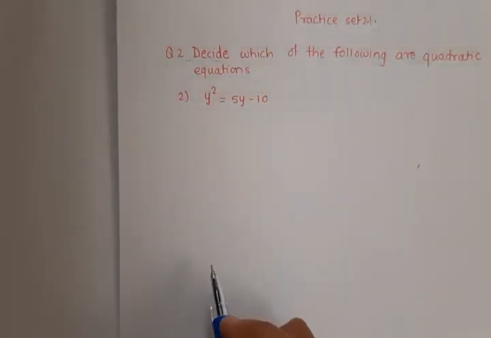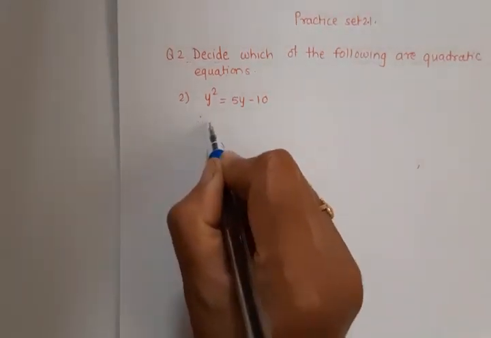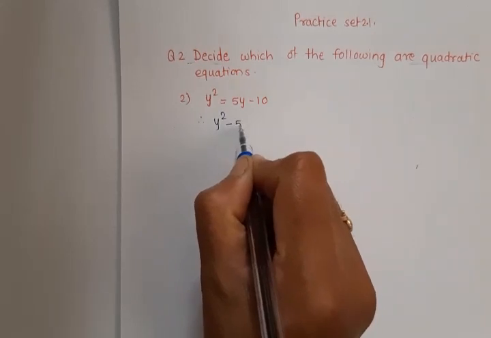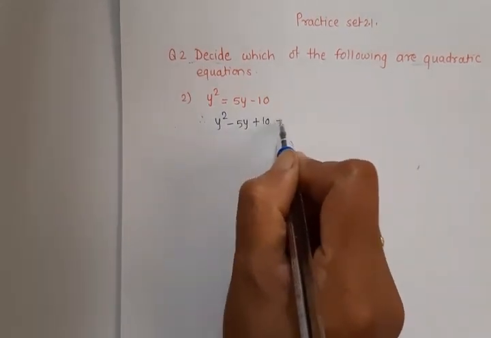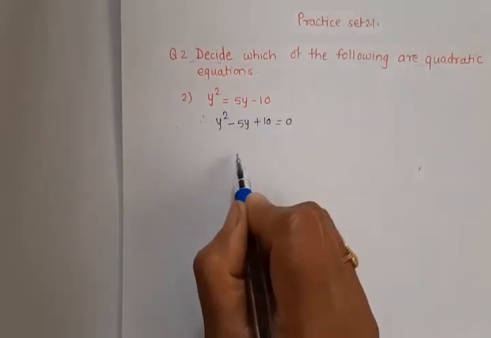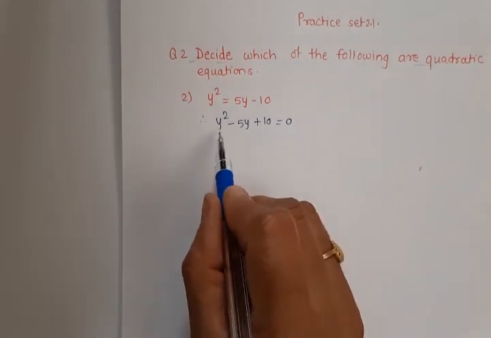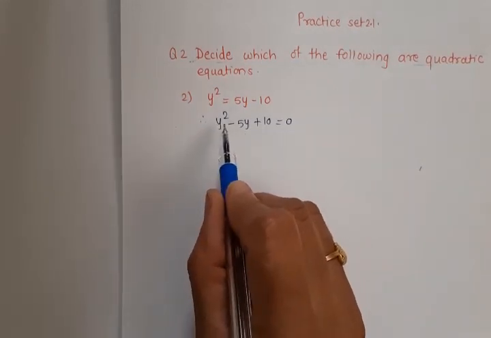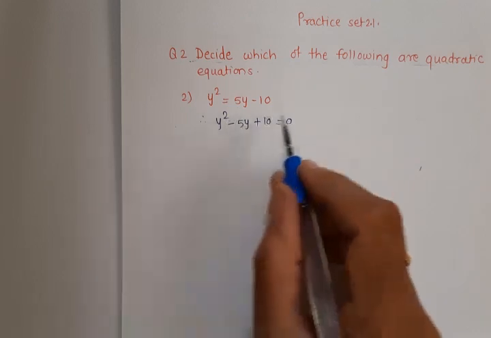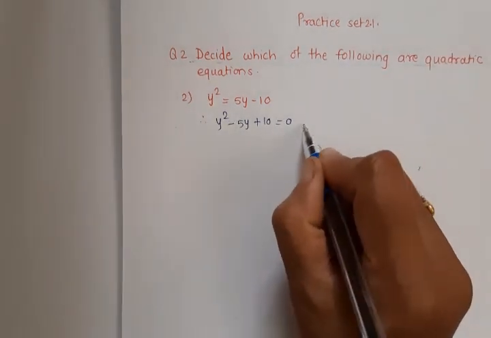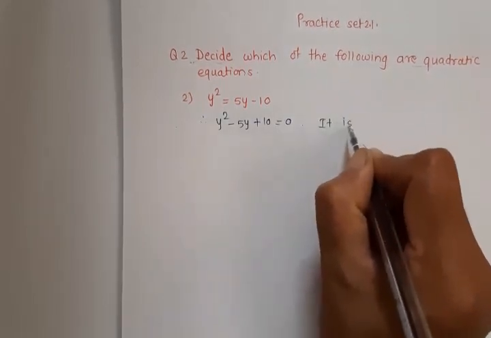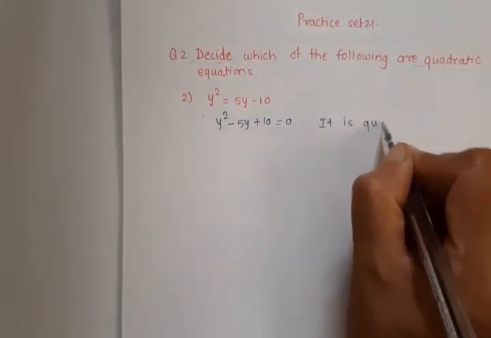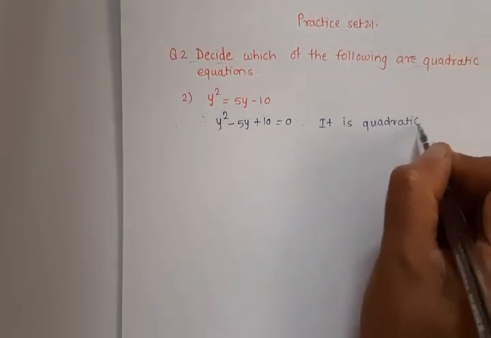Second is given y square equals to 5y minus 10. Now here also it is an equation in variable y. So here first of all we write it in the general form. Therefore y square minus 5y plus 10 equals to 0. Now this equation is in general form. It is an equation in variable y and the maximum index of the variable is 2. So it is also a quadratic equation.